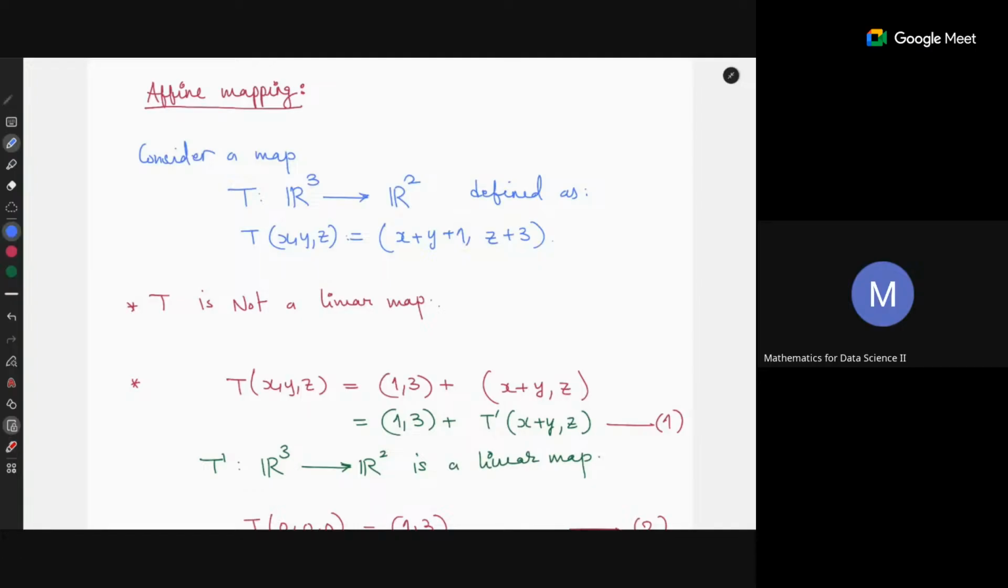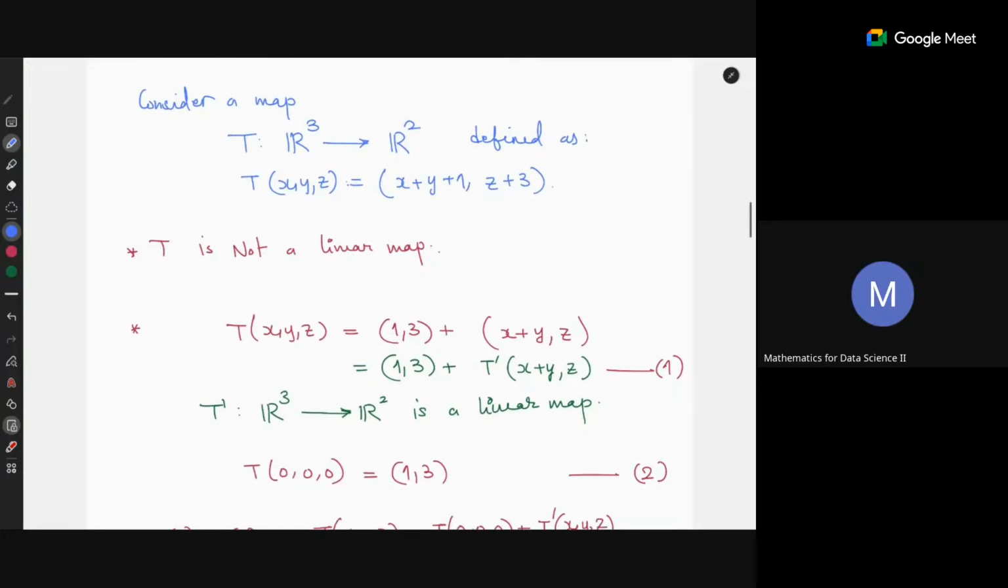Like in the case of the affine subspaces. In particular, if you can rewrite this map T(x, y, z) as (1, 3) plus (x plus y, z), then this other map, which is (x plus y, z), is a linear map. Okay, it is a linear map T prime from R3 to R2.